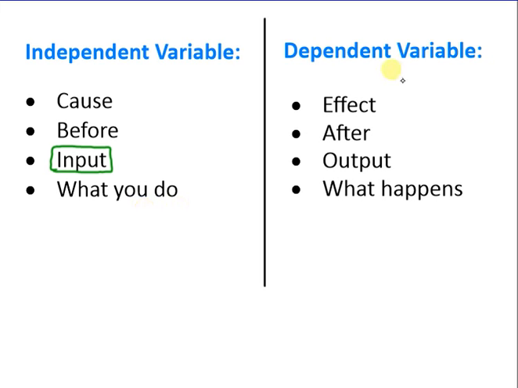The dependent variable is the effect. When you talk about cause and effect, that's when you talk about independent and dependent. It's what happens after, and it's also the output. I'm circling this input and output. You'll see why they come into play in later lessons. So the dependent variable is what happens. Really, the dependent is the after, the results, of the independent variable.